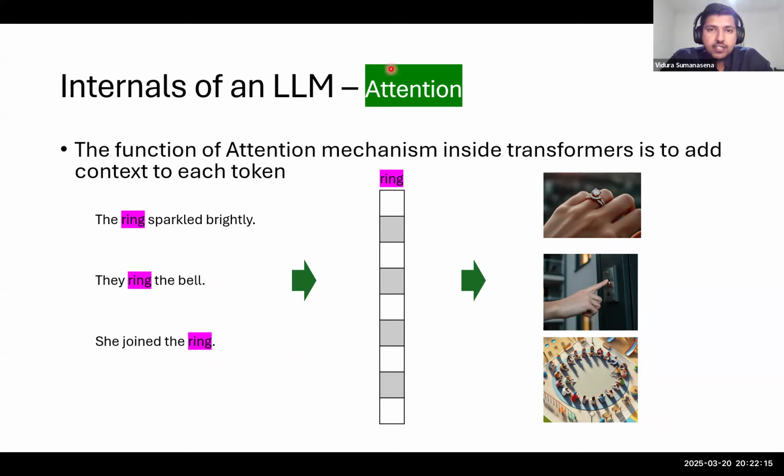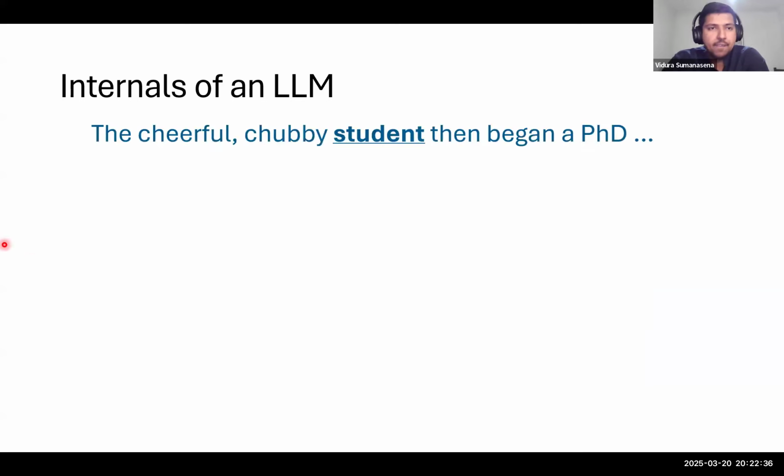So the idea here is that in the attention mechanism, you can give some context to this word "ring", or change this embedding slightly, so that it carries the actual meaning of the sentence into this word. All right. So let's look at an example and try to bring everything together.